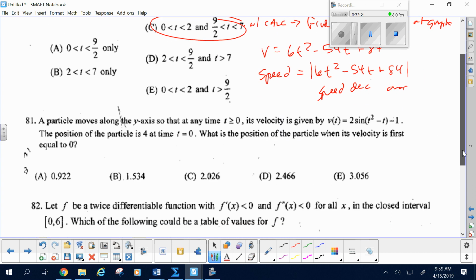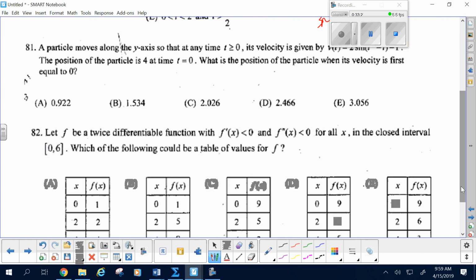81 is a classic AP calculus problem with low averages because it requires you to put two skills together. What is the position when its velocity is first equal to 0? Well, first thing you find is when the velocity is 0. That's just by your calculator. If you graph the velocity function in your calculator, velocity is 0 at roughly 1.3795. Now we need to find the position at that time, given the velocity. How do I get from position to velocity? Derivative or antiderivative? Antiderivative or derivative, did you say?